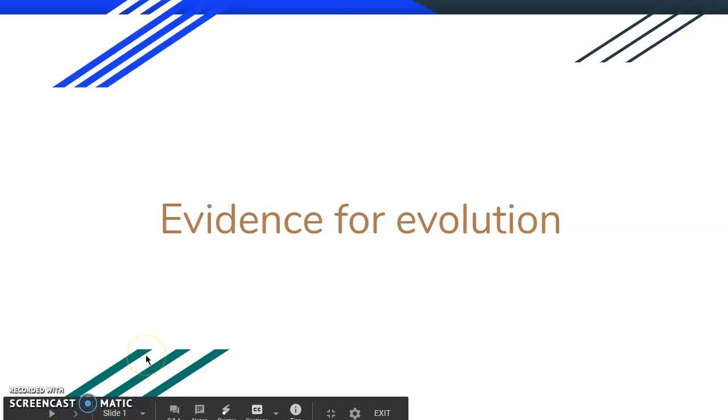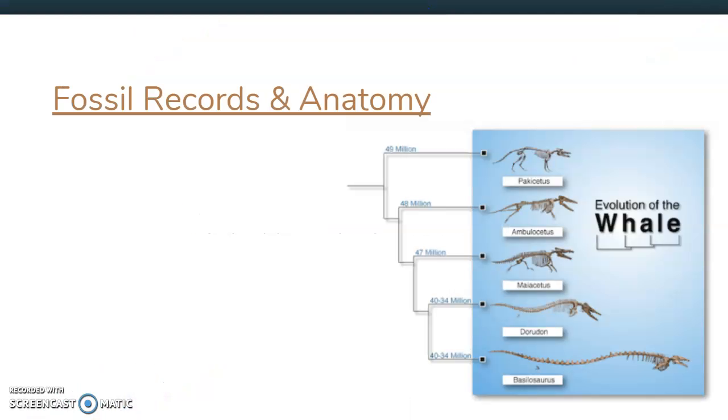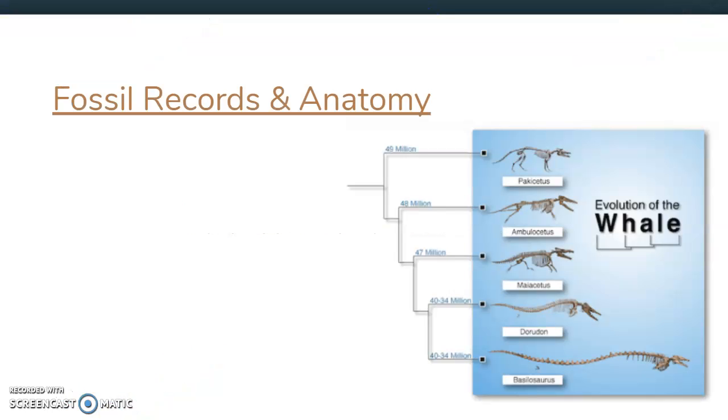This time we'll be talking about evidence for evolution. A lot of this is things that we have already talked about, so some of it will be review, but it's always good to review. Also we'll touch on exactly how it is evidence for the theory of evolution. So let's start with our fossils and our anatomy. Again, this is some review, but it's still some good things to know.